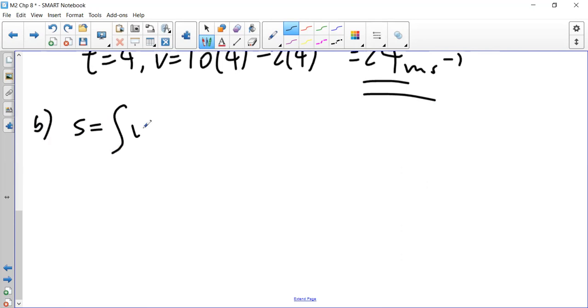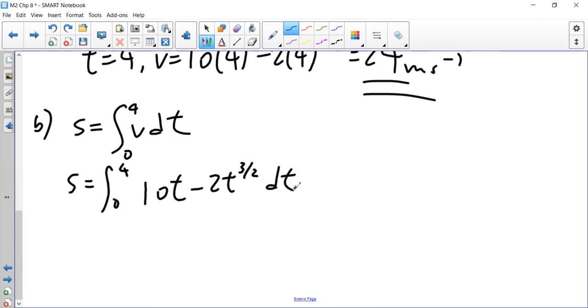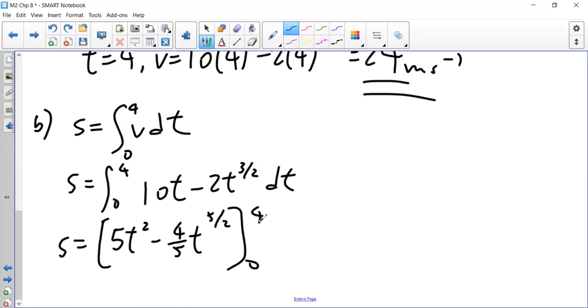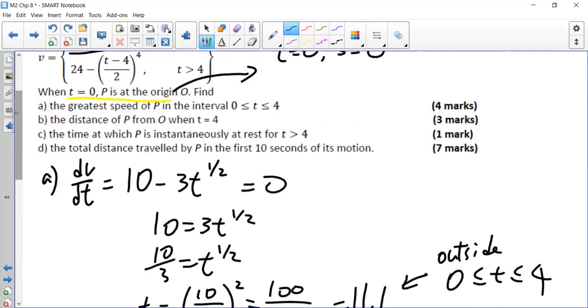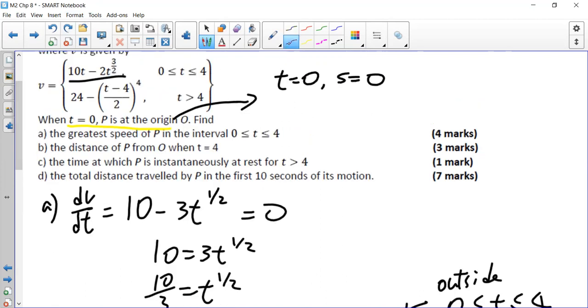So s equals the integral of v dt. We're asked about the first 4 seconds, so from 0 to 4. Let's integrate 0 to 4 of 10t minus 2t to the power of 3 over 2 dt. So s equals, integrate that. I trust you know how to integrate, so I'm not going to go through that. Put 4 in a calculator, you get 54.4 meters. 2 marks.